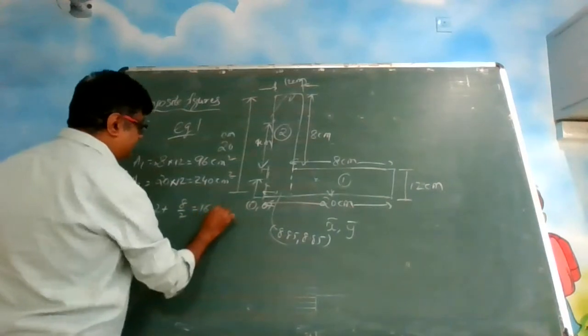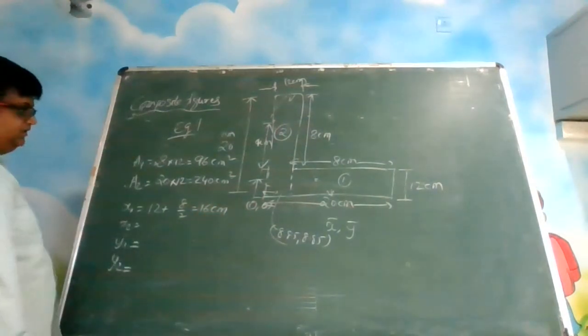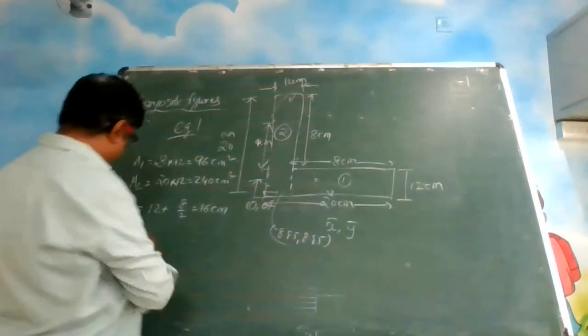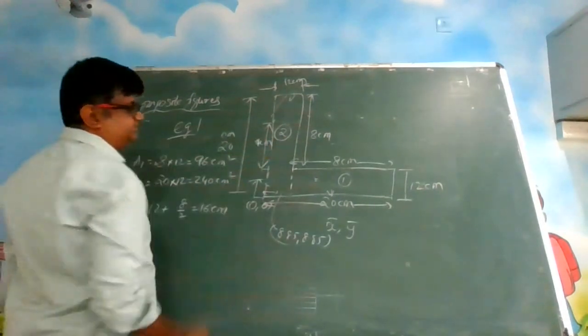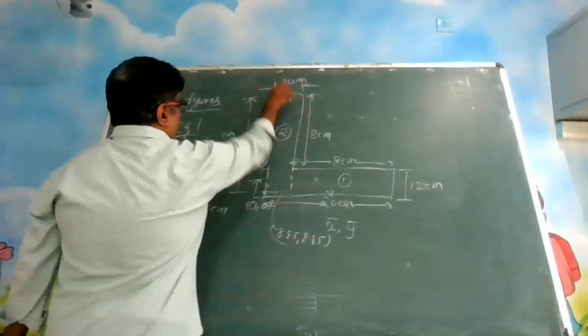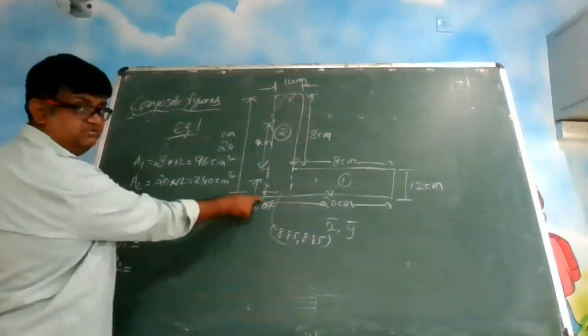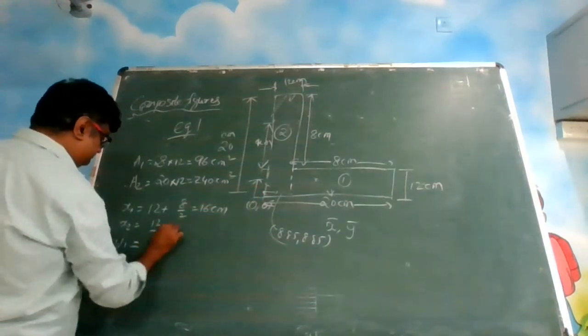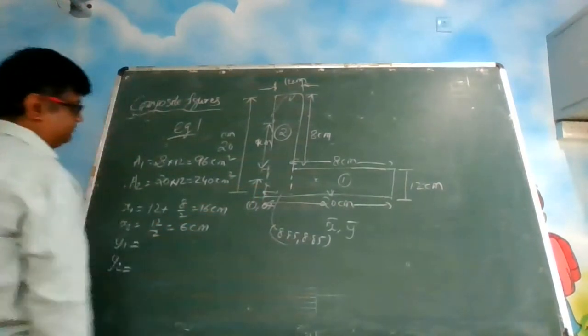So it is 16 centimeter. Right? Now you have to find x2. x2 means, suffix 2 means second area. So x2 will be 12 divided by 2. It is directly from this point. So it is 12 by 2, which is 6 centimeter.